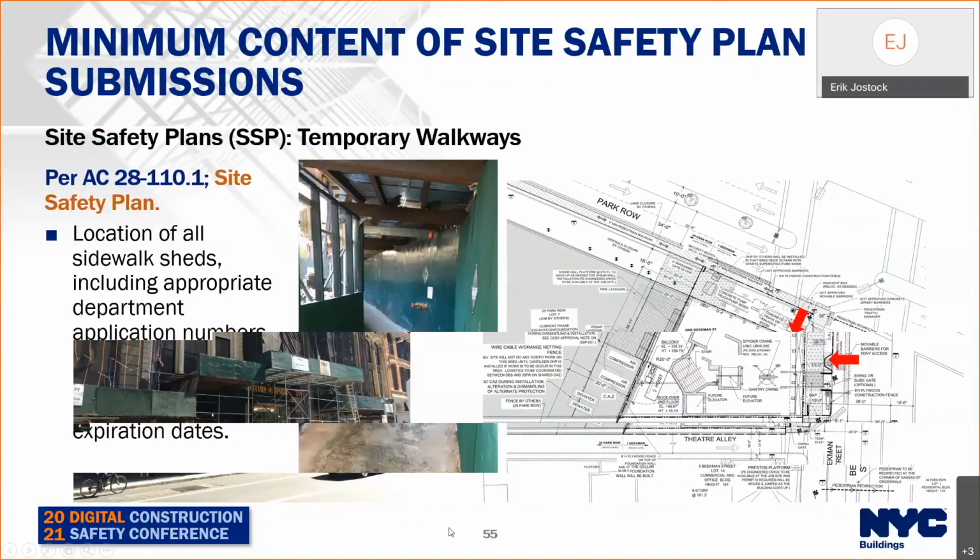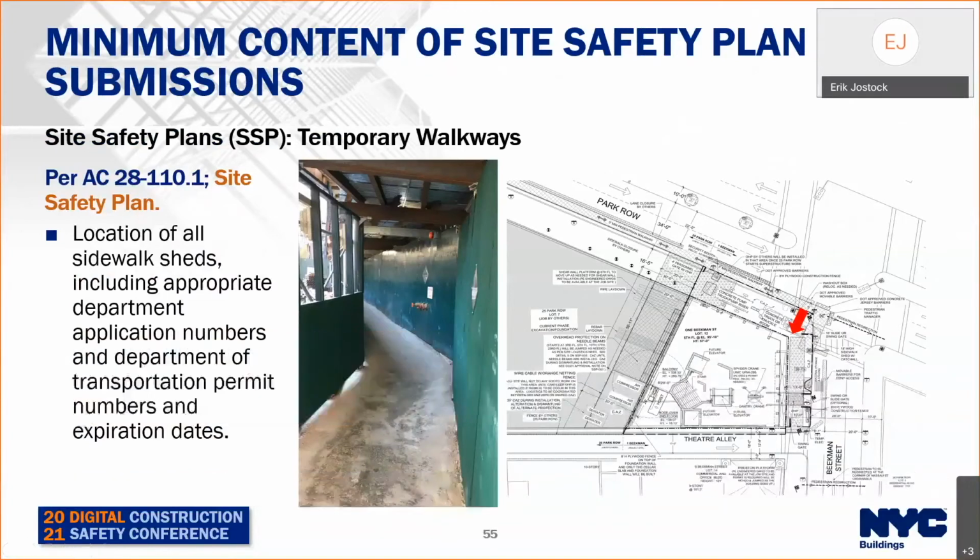Temporary walkways. Location of all temporary walkways, including appropriate department application numbers and Department of Transportation permit numbers and expiration dates. BC 3307.2.2, temporary public walkways in the street where authorized by DOT. A temporary walkway open to the public may be provided in the street in front of the site. Such temporary walkway shall be protected in accordance with the requirements of DOT.